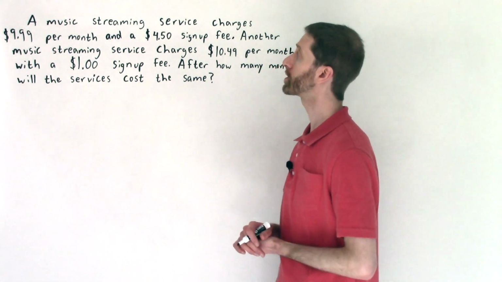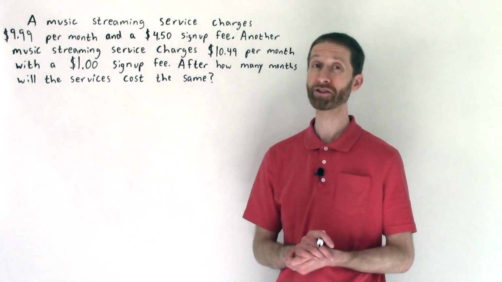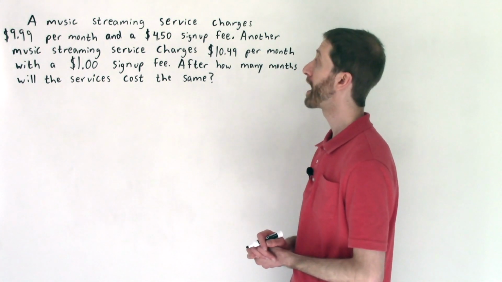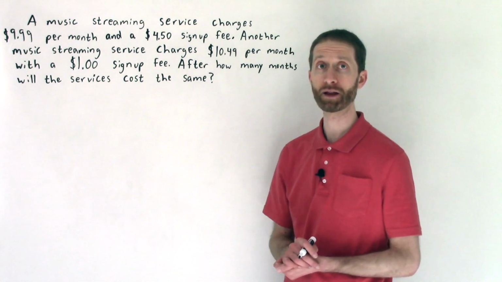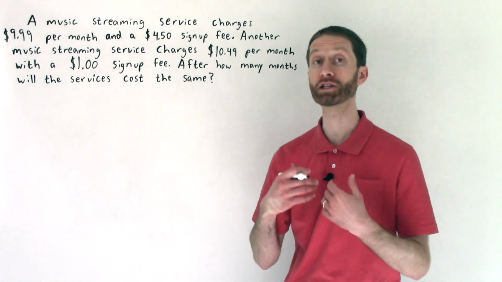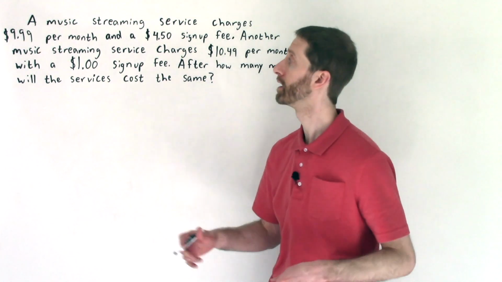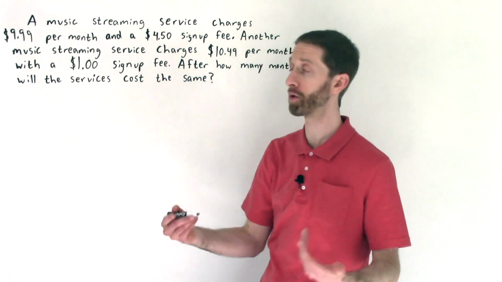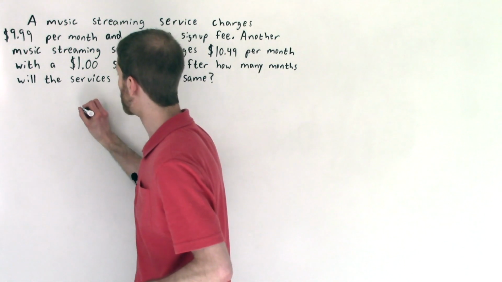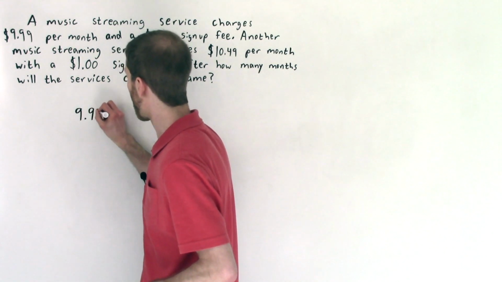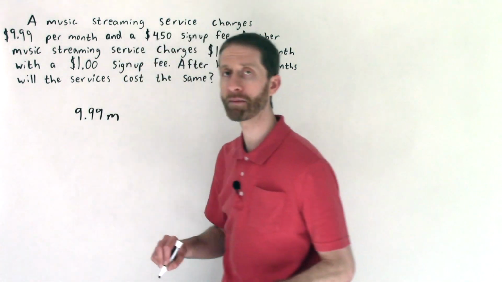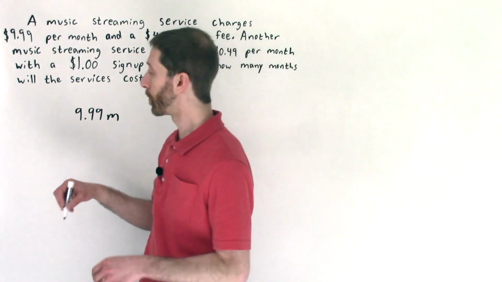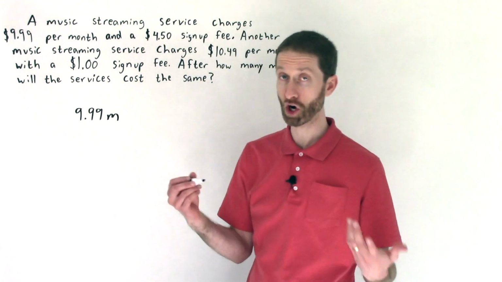This says a music streaming service charges $9.99 per month and a $4.50 sign-up fee. I stopped there because to me that translates immediately to $9.99 for every month. That's multiplication per month. So right away I'm going to do $9.99 per month. I'm going to let m equal the number of months. So we'll see if that'll end up being our variable, but let me just start out with that.